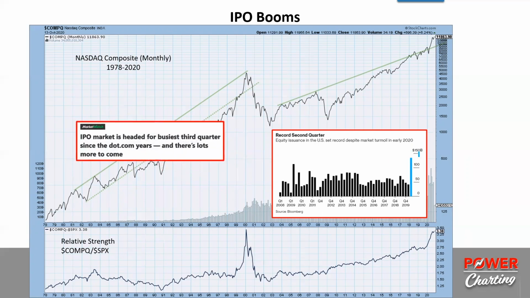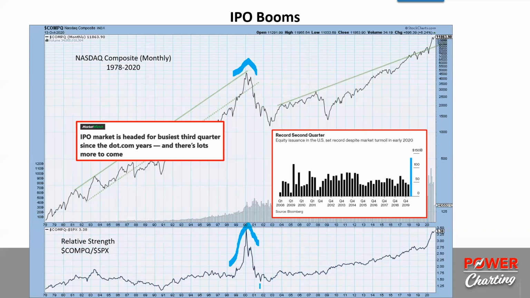So here is not only IPOs, but all equity issuance. And so also here's a headline: IPO market is headed for the busiest third quarter since the dot-com years, and there's lots more to come. So here is the dot-com years and the incredible acceleration of those stocks and the relative strength, which was substantial into that peak.